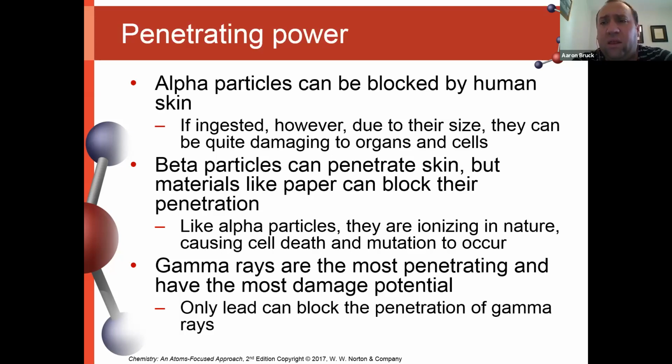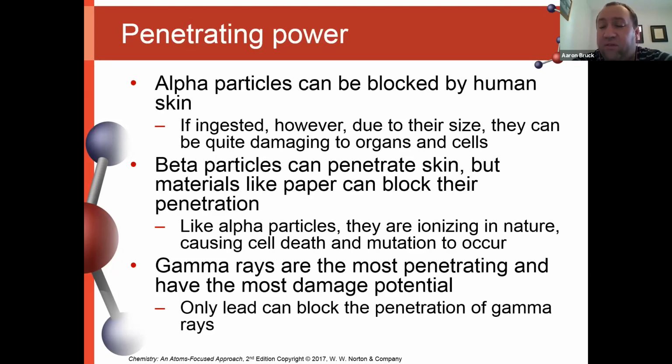The issue with beta particles is that they're ionizing in nature. They will strip electrons off of things that they interact with. And that's ultimately what causes a lot of the cellular issues that we see with alpha particles or with beta particles. Now, as I mentioned before, gamma radiation is the most penetrating, has the most damage potential.